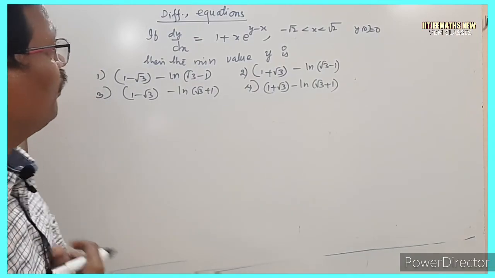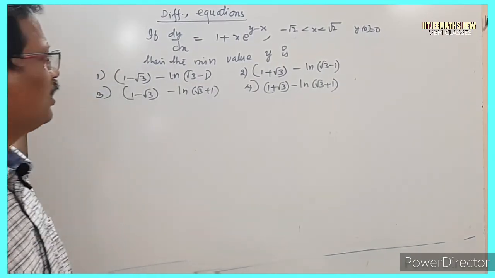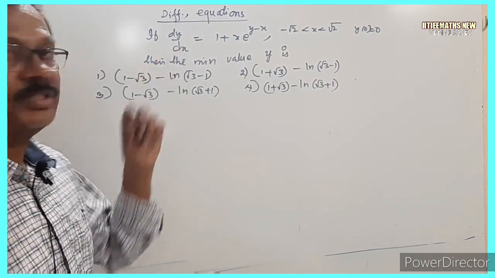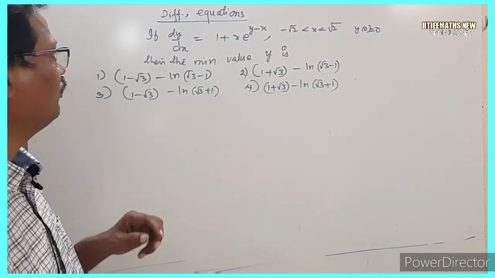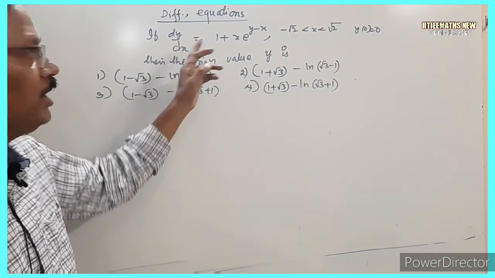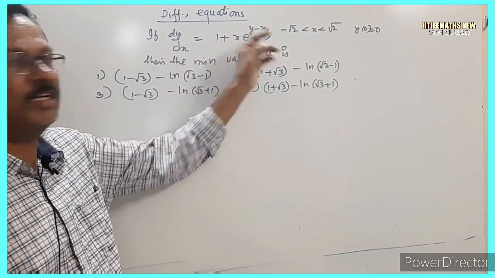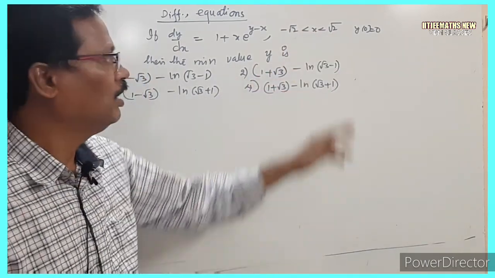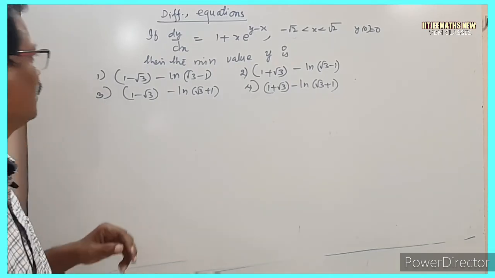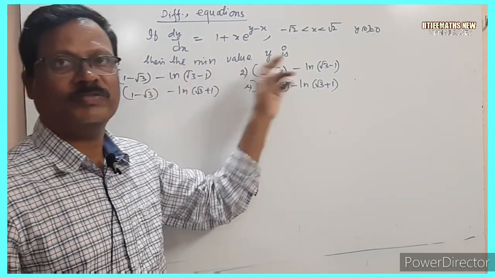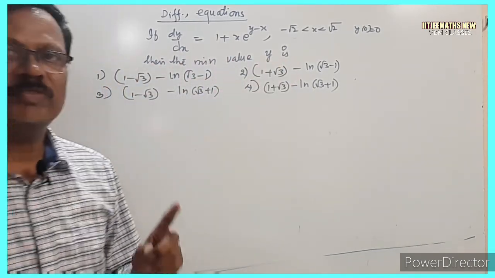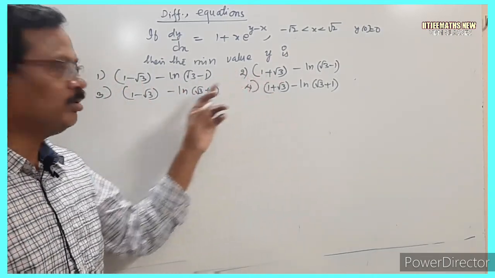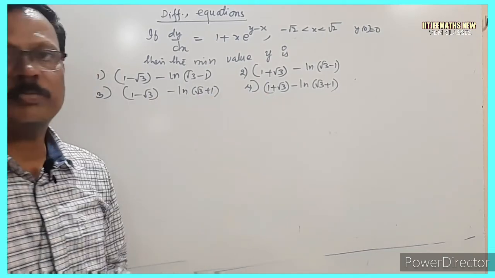Now see the next one, a differential equation problem mixed with maxima and minima. dy by dx equal to (1 plus x) into e power (y minus x), where x is between minus root 2 to plus root 2, y of 0 is 0. Then what is the minimum value of y? Option 1 they gave like this, this is option 2, this is option 3, this is option 4.